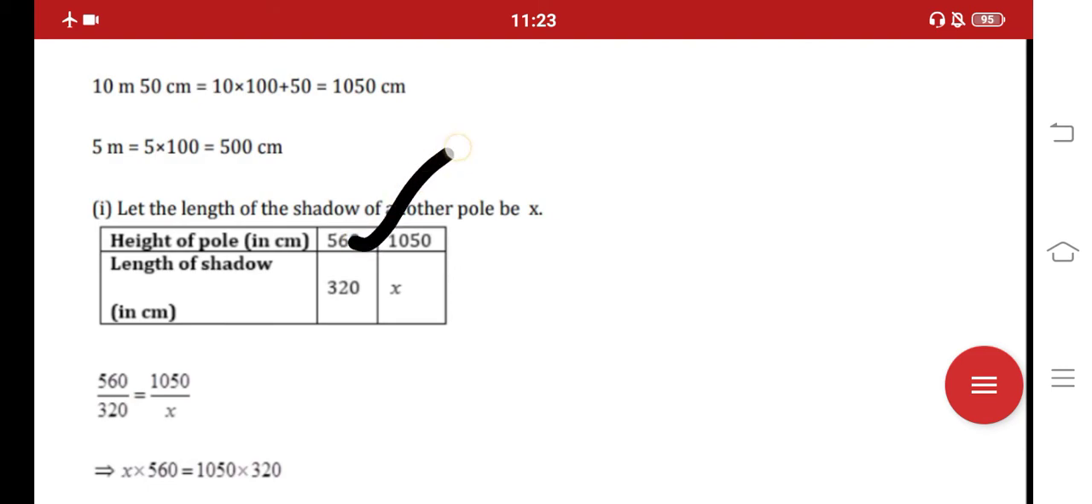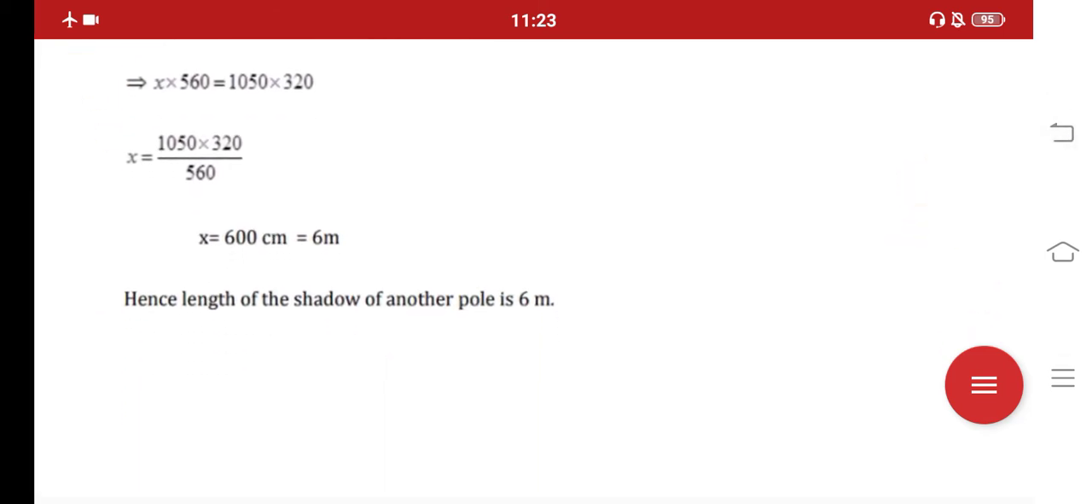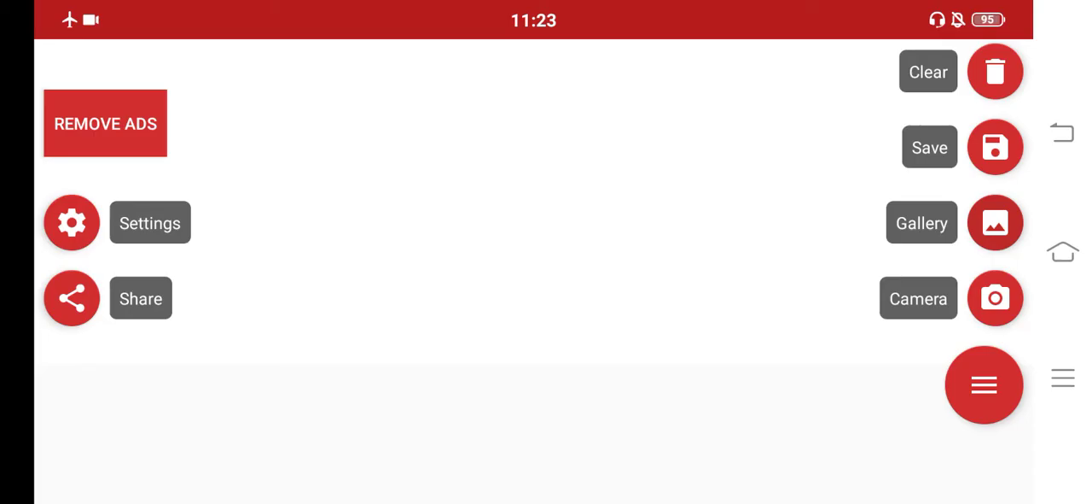Now let us put in the values. The height of the pole is 560, so the shadow cast is 320. If the height of the pole is 1050, then what is the length of the shadow which should be cast? So how much is x? 600 centimeter, or in meter it is 6 meter. Okay. Now see the next question. What is given here?